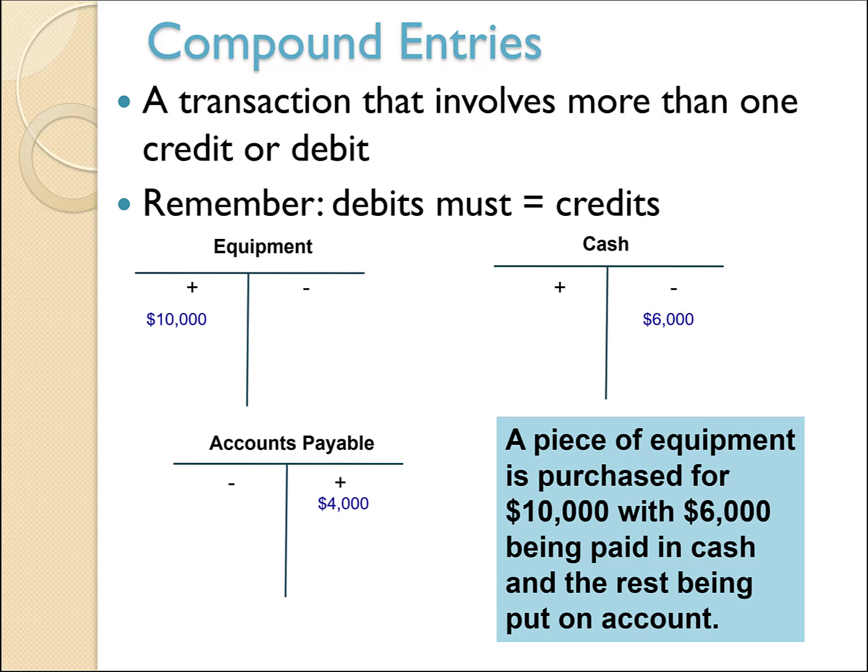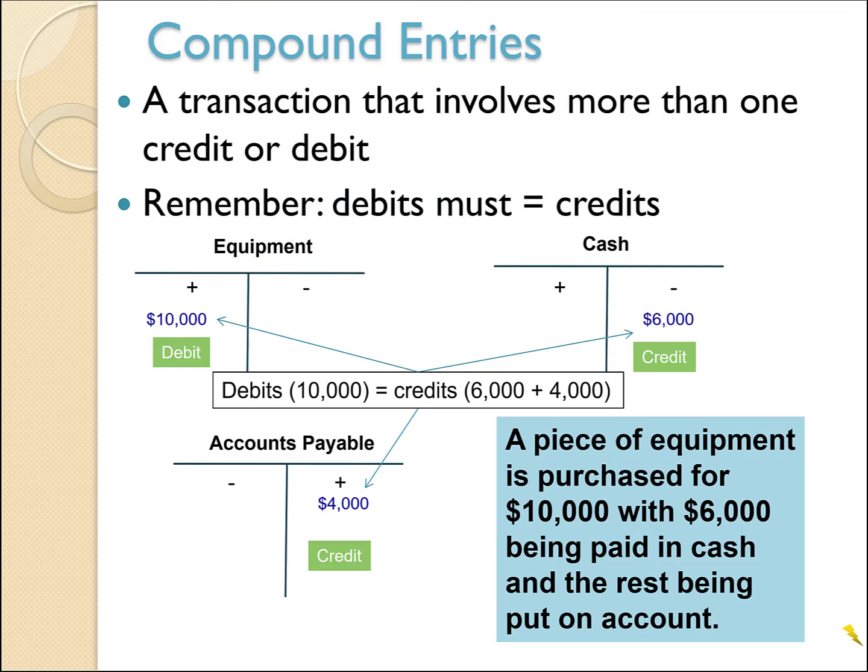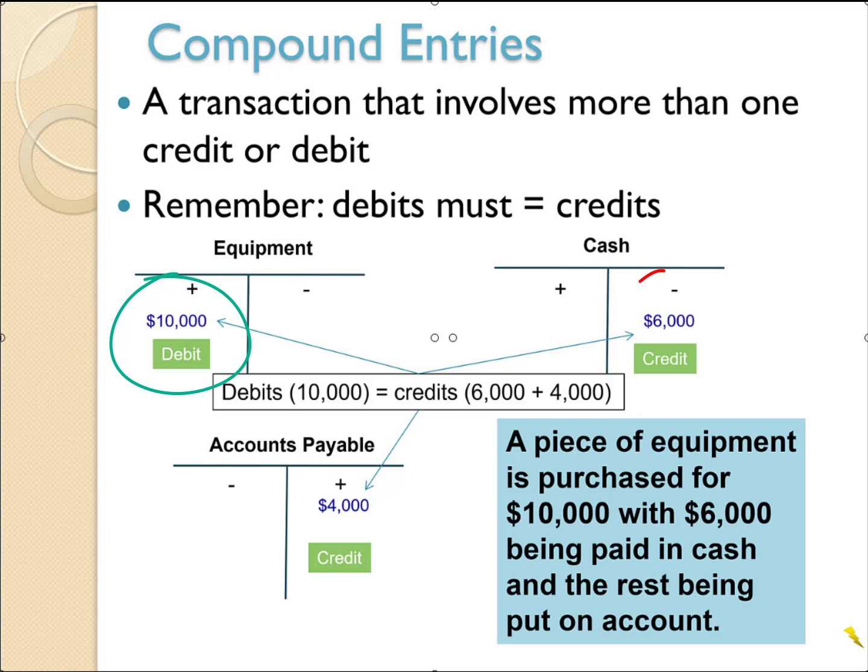And then the last thing we need to check, do our debits equal our credits? So our debit is $10,000. And how much are our credits? $6,000 plus $4,000. So debits are $10,000 and credits are a combined $10,000. So debits equal credits, so everything balances.